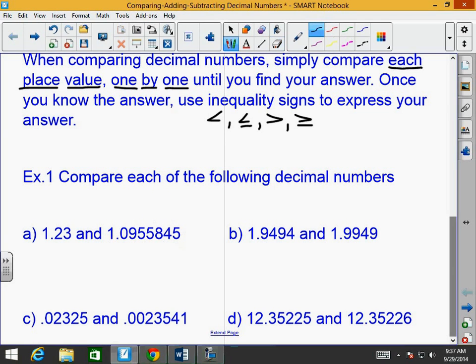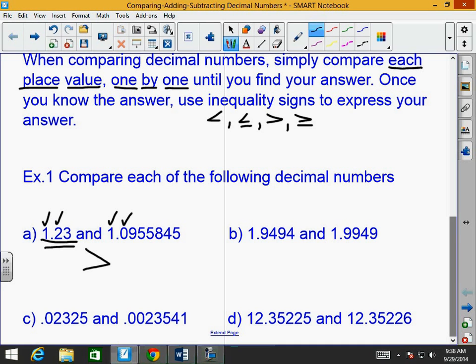You have to compare each place value one by one. So I have a 1 in the ones place and a 1 in the ones place. So far they're equal. But now I have a 2 in the tenths place and a 0. I can stop immediately. Isn't a 2 in the tenths place greater than a 0 in the tenths place? So 1.23 is greater than 1.09. The alligator is eating the larger number, and in this case, that's the larger number. Does that make sense, gentlemen? Awesome.